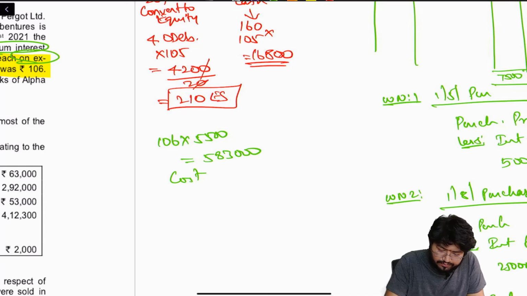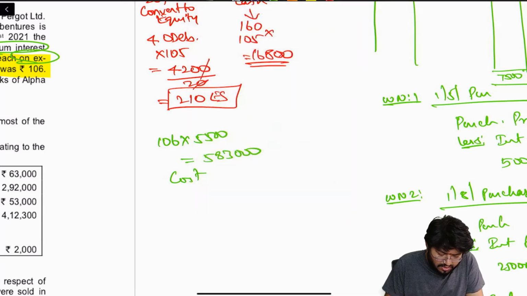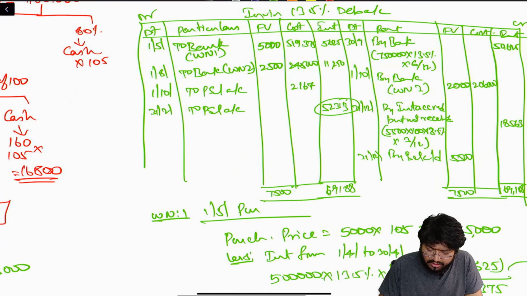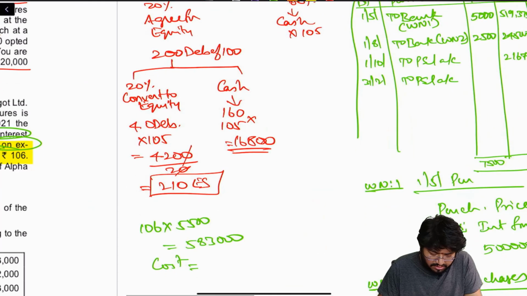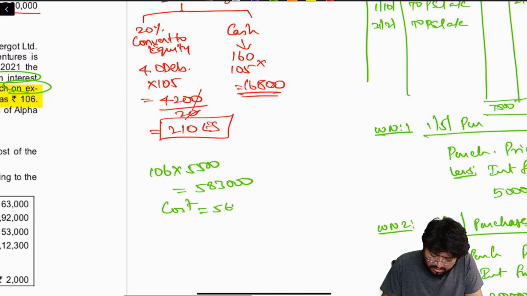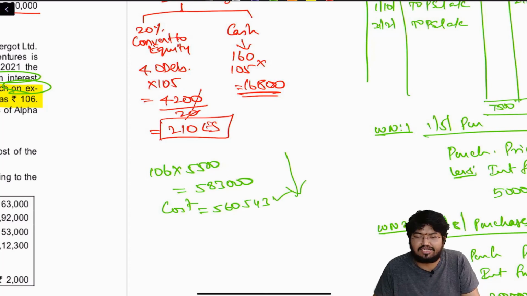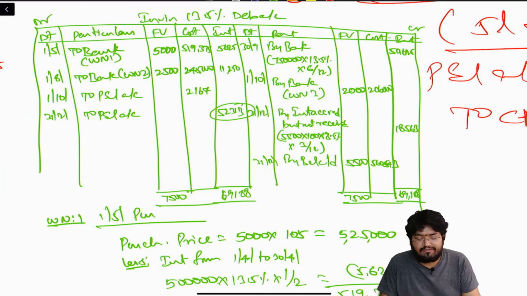Yes or no? Cost you have calculated here. How much is it? 5,60,543. Okay. So lower of these two is what you are supposed to take. Hence you are going to take 5,60,543 only. So total of debit side, please tell and take it, and with this your problem is over.